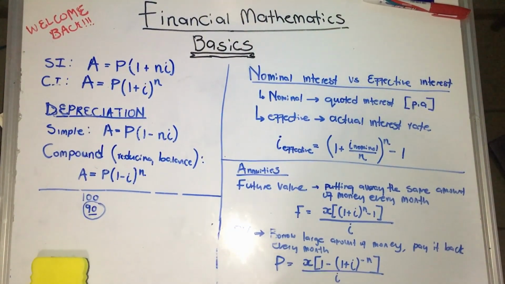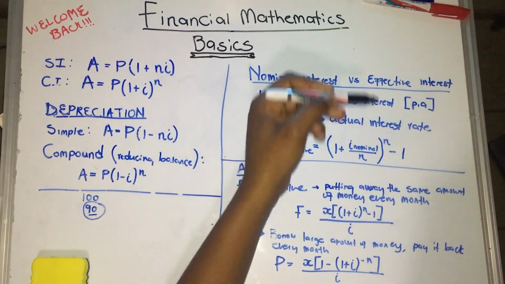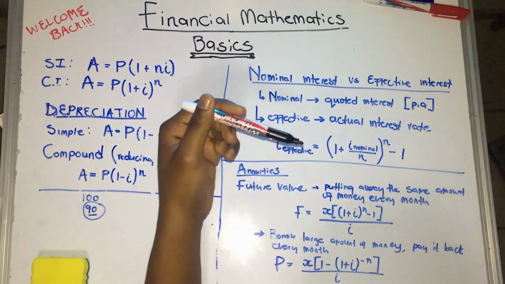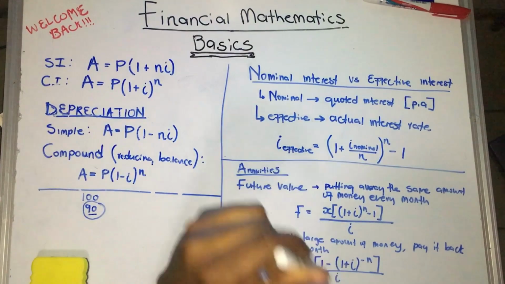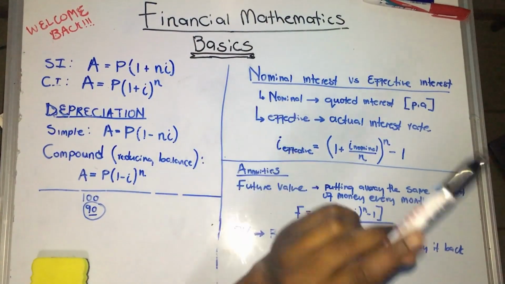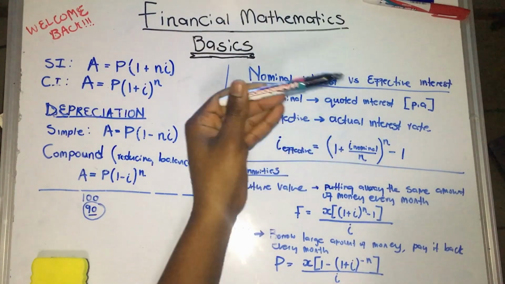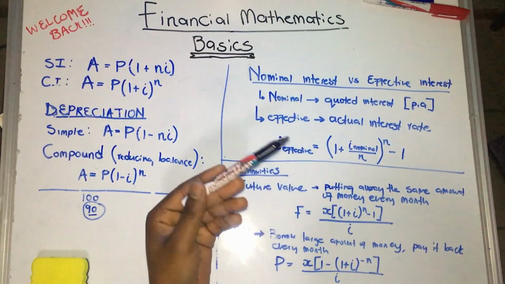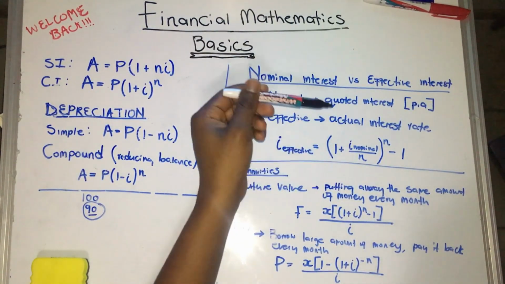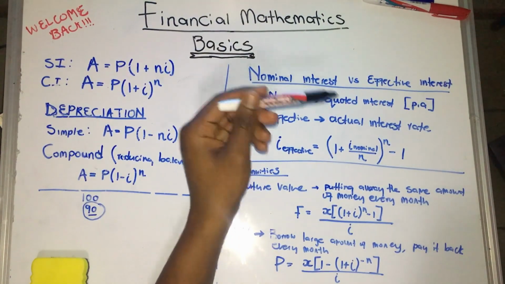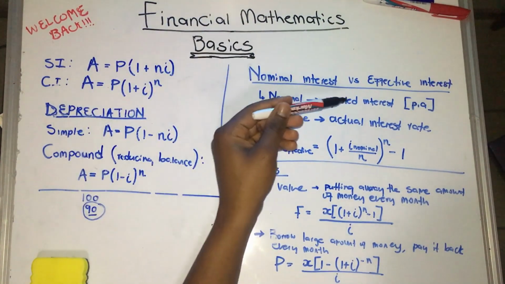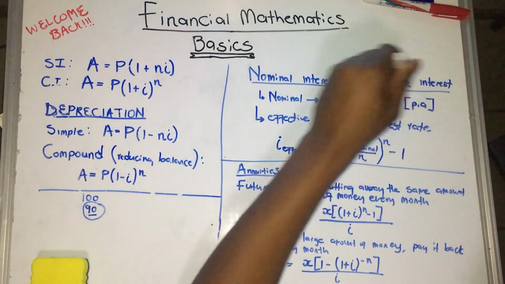So next, we're looking at what we call nominal interest and effective interest. Nominal interest is always based on yearly, it's always per annum. Your nominal interest is what we call your quoted interest. If you go to a bank and ask for a loan, they're going to give you a quoted interest. They're going to say, we're giving you 10% per annum, right? So that's your nominal interest.